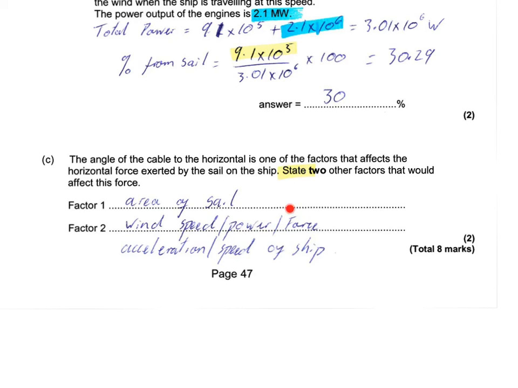Consider that as the wind power or the wind force, and the speed of the ship, because if the ship's moving very fast relative to the wind speed, then it's going to get less power than when it's still, because the wind will be moving past the sail more slowly. So that's the mechanics homework booklet question 40.